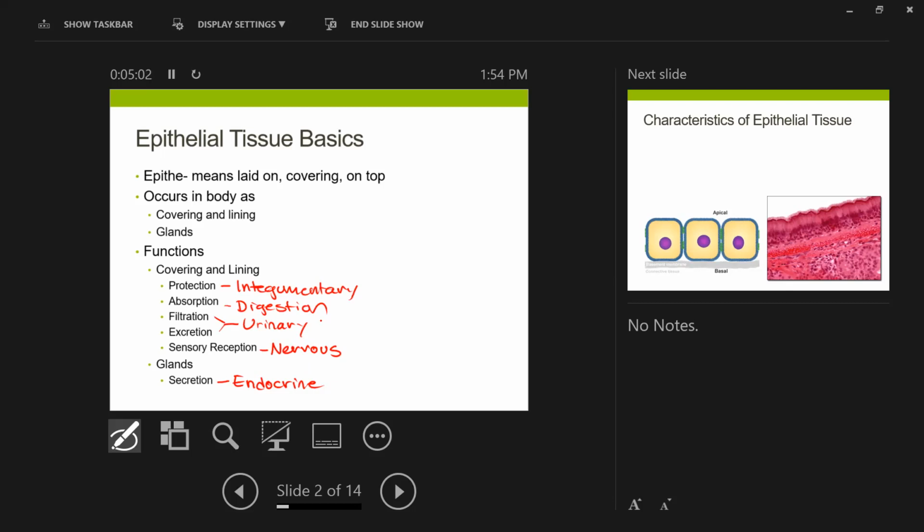Your lungs have epithelial tissue. It's in your air sacs. You'll learn that. So there's another system. So these are just a few, not all of them.